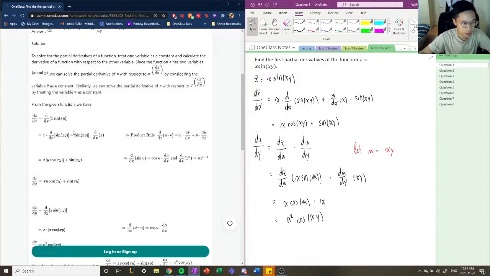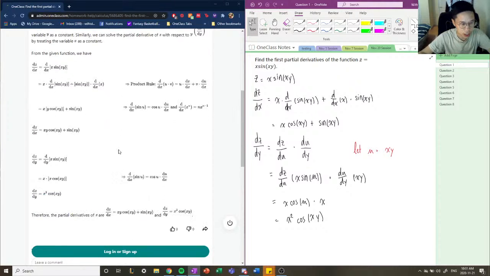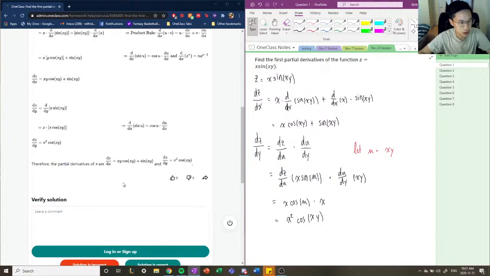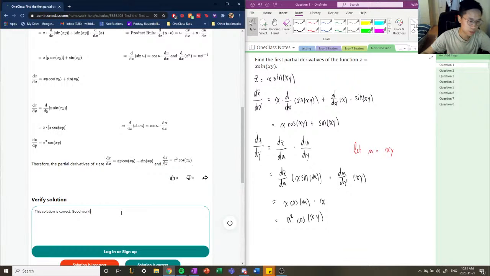They partially derived in terms of x. They used the product rule, the power rule, and for the partial derivative of y, they used the chain rule with also some trigonometric identities and trigonometric derivatives. So this solution is correct. Cool.